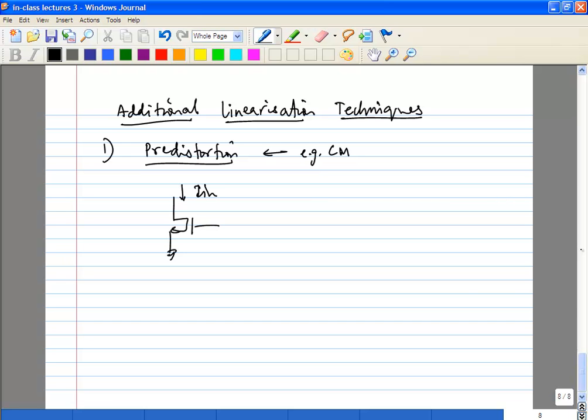You have some input current, and it gets converted to a voltage, and then eventually gets converted back to a current. If you look at the voltage here, what does it look like? The current to voltage obviously has a square root relationship, right?